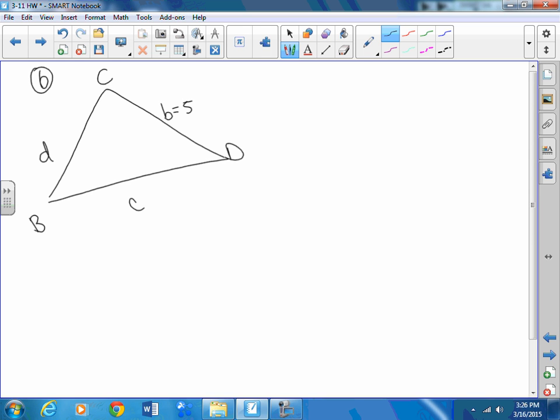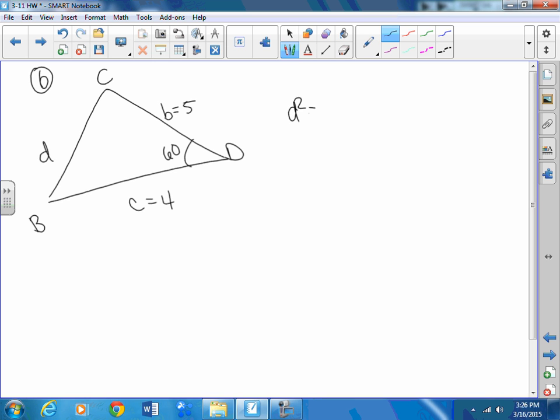Little b is 5, little c is 4, and the measure of angle D is 60. We want to find little d. This is perfect for the law of cosines. Law of cosines, you need two sides and the included angle, just like area.